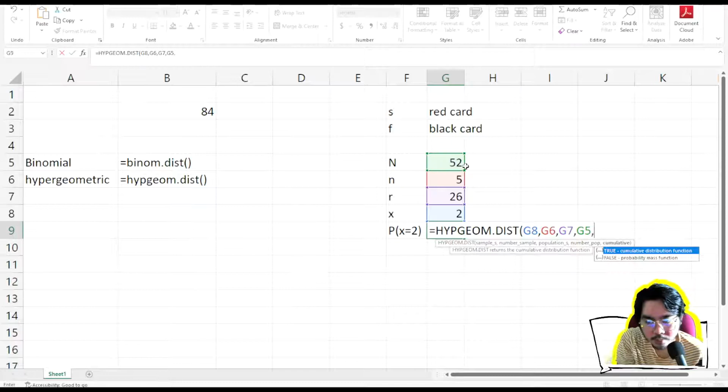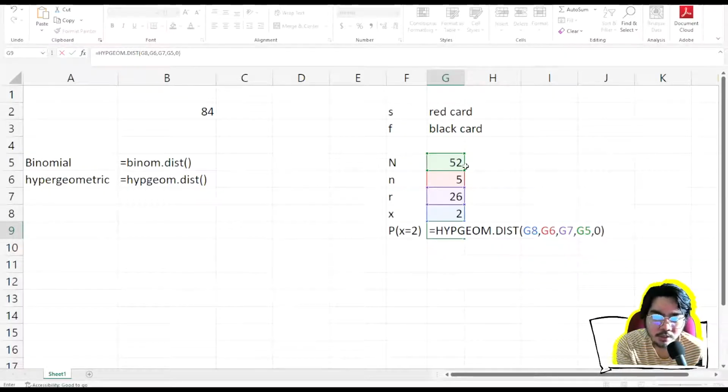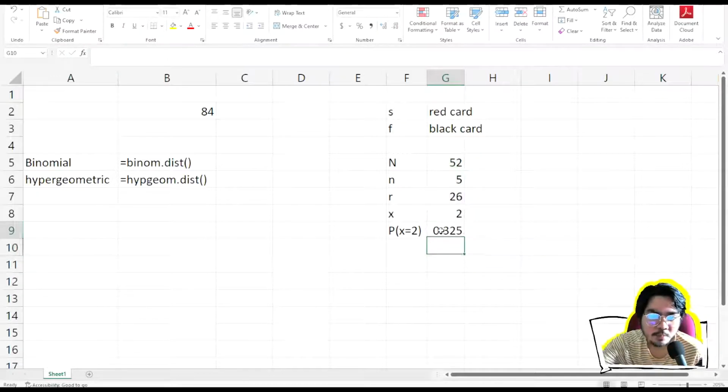Now, the last argument is cumulative or not. We don't want it to be cumulative because we want x equals 2. So we'll do false. You can type false or just 0. 1 is true, 0 is false. So we have 0.325, which, if you convert it to a percentage, gives you 33%.